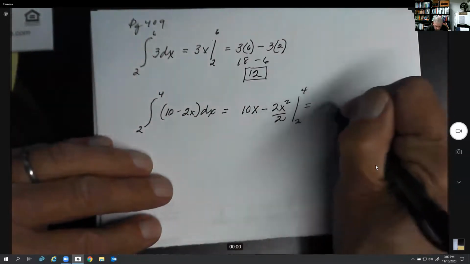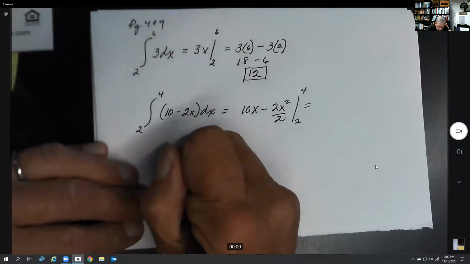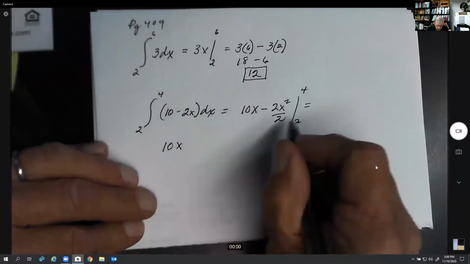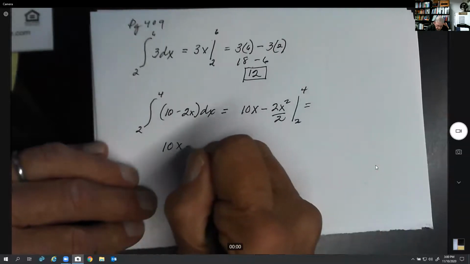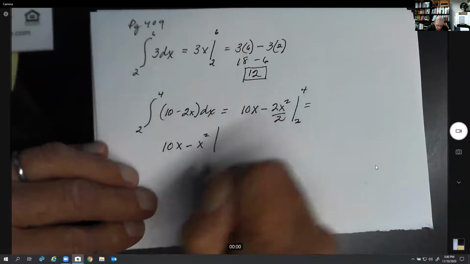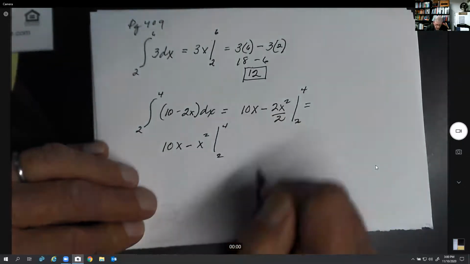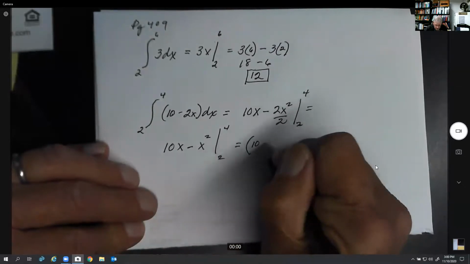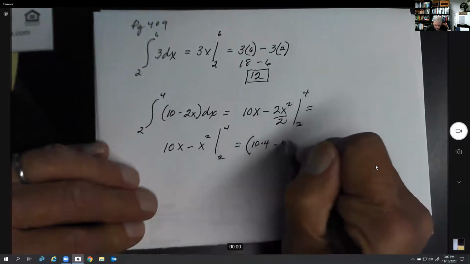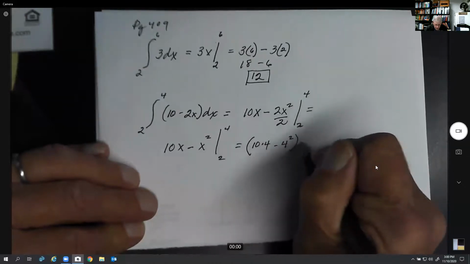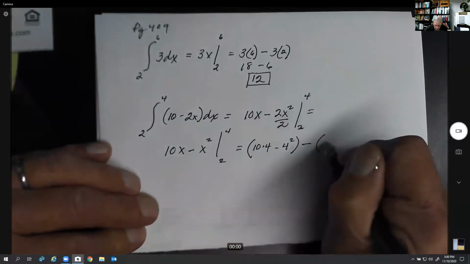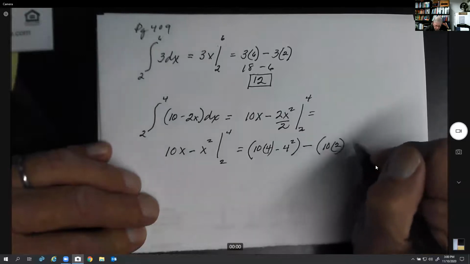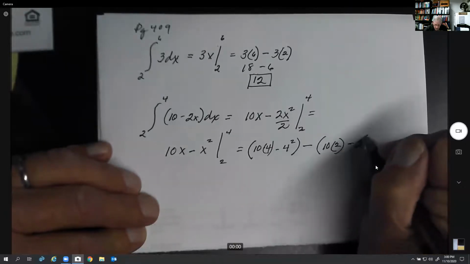So this is nothing more than, I put it over here, 10x, which was over 1, minus x squared, 2 to 4. So we're going to put a 4 in here first. 10 times 4 minus 4 squared, minus, and then we're going to put a 2 in here. 10, let's put another parentheses, times 2 minus 2 squared.